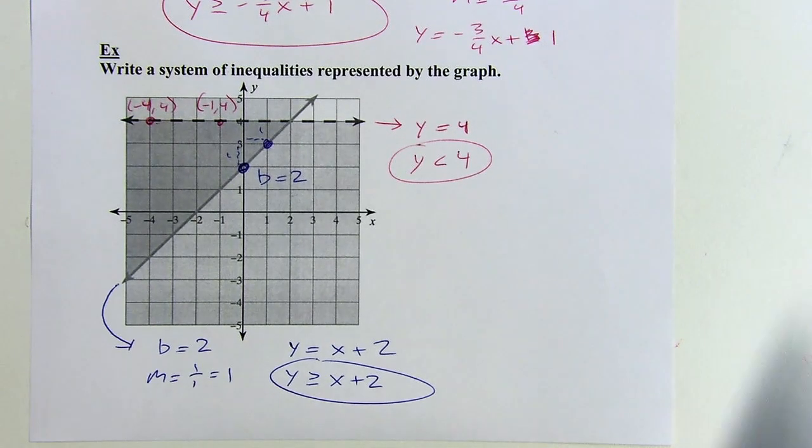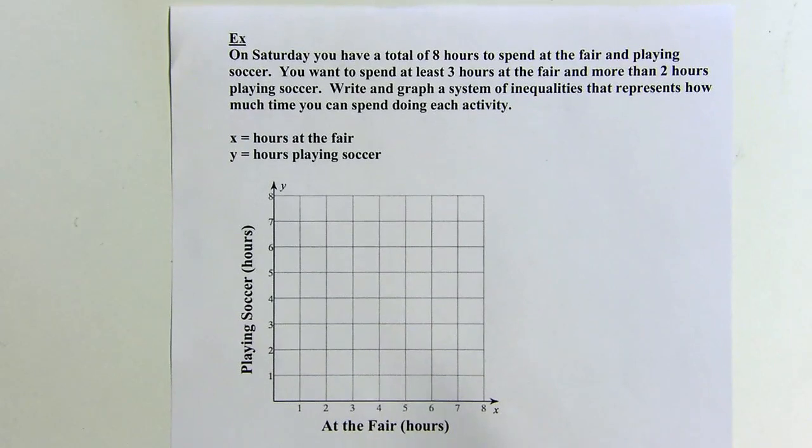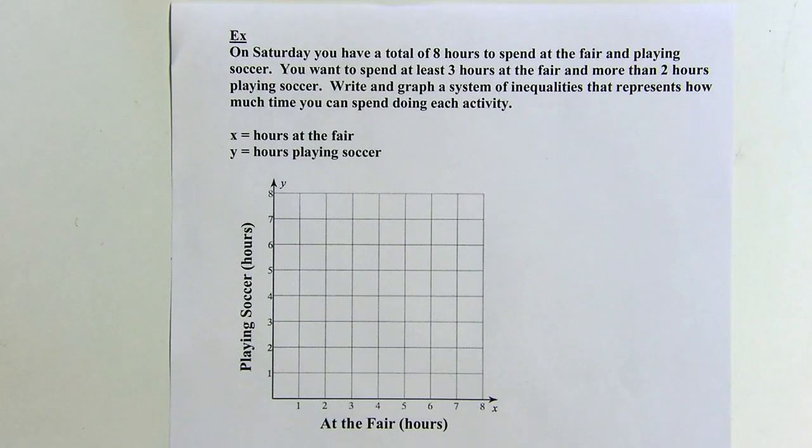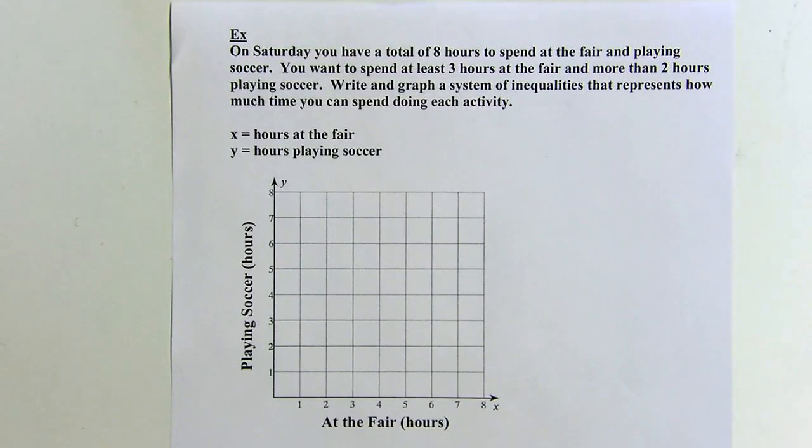Let's try a word problem on the last page here. Okay. All right, so on Saturday you have a total of 8 hours to spend at the fair and playing soccer. You want to spend at least 3 hours at the fair and more than 2 hours playing soccer. So we've got those two activities, okay? So we're going to write and graph a system of inequalities to show the different combinations of time we could spend doing the different activities, okay?